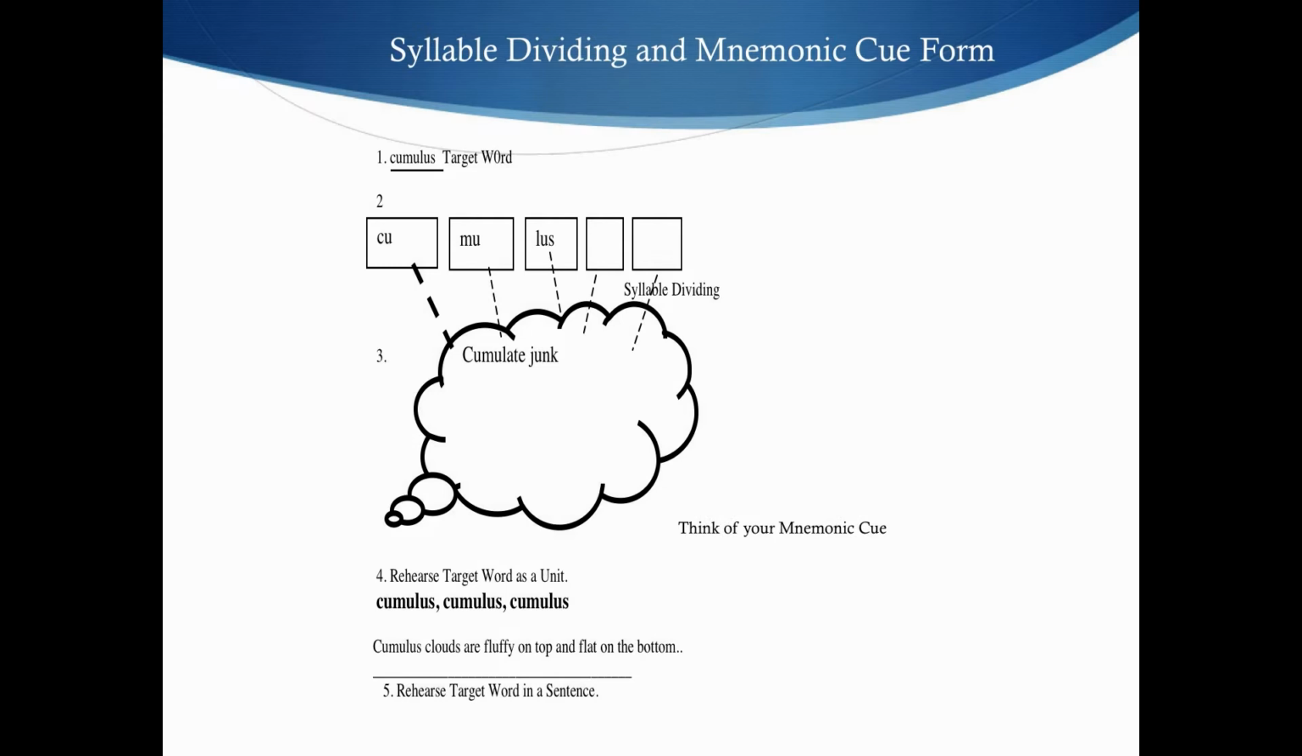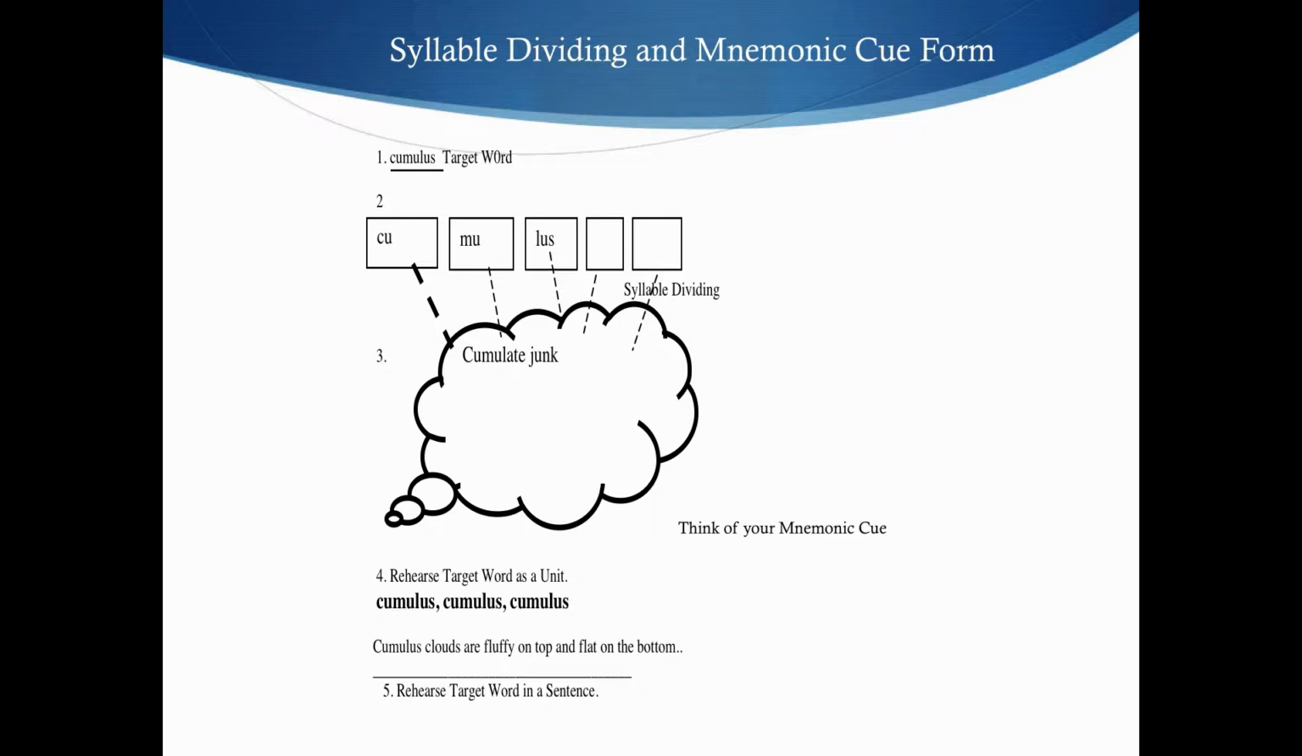This learner was working in science on the cloud unit, and he was having trouble with the target word cumulus. So he came up with this cue. We said, can you think of a cue, a word that sounds like cumulus that would help you remember cumulus? And he said, accumulate junk. My mom always says, I accumulate too much junk. So we use that as his co-occurring phrase cue to help him remember cumulus.